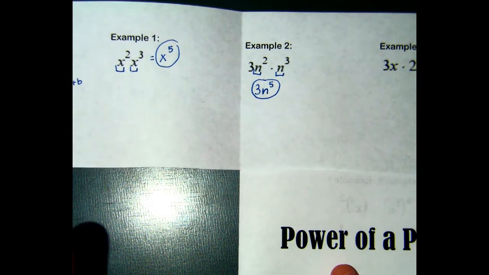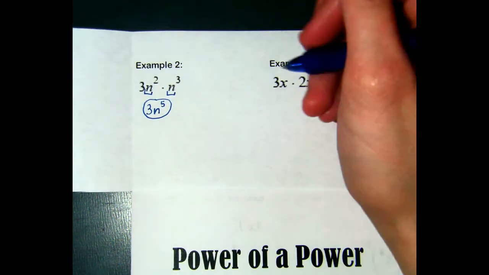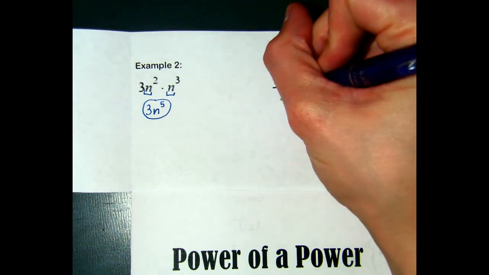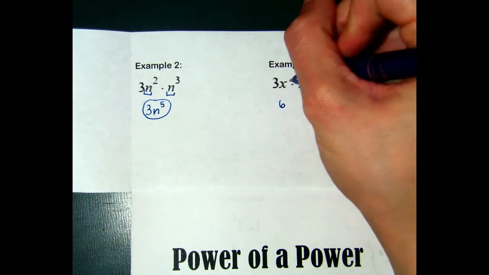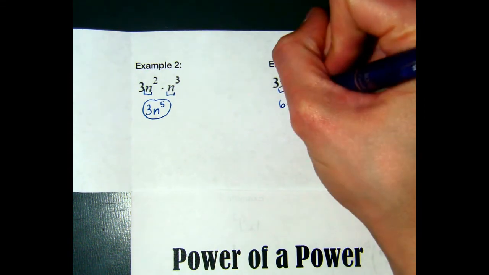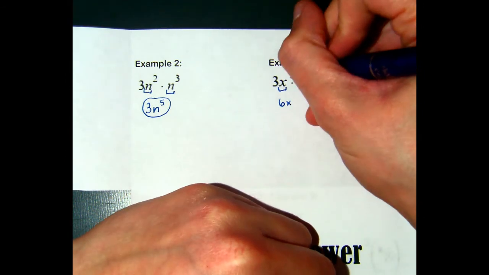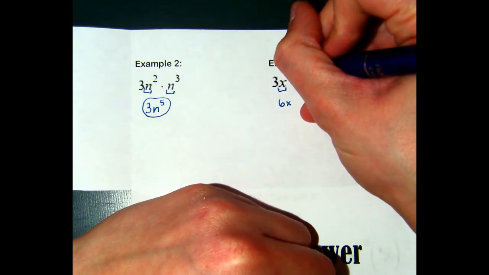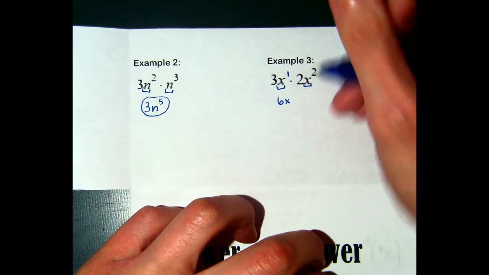Alright, example 3. Again, multiply the numbers. 3 times 2 is 6. Then I'm looking at my bases. X and x. The bases are the same, so bring them down. I don't have an exponent here. If you do not have an exponent here, it is an exponent of 1. They just don't put an exponent of 1. So I'm going to add them together. 1 plus 2 is 3.